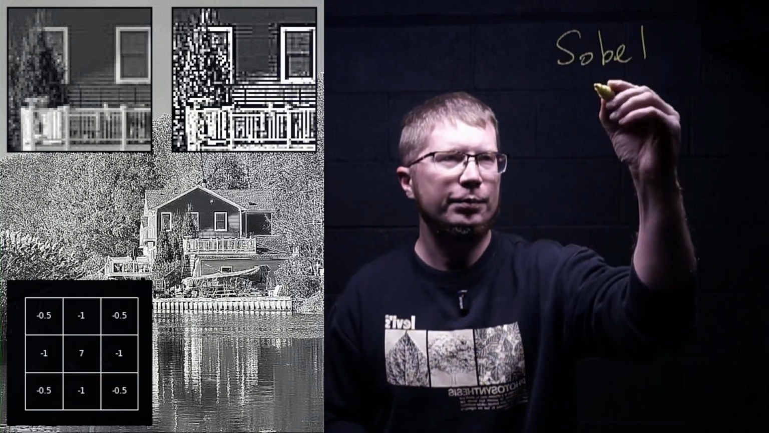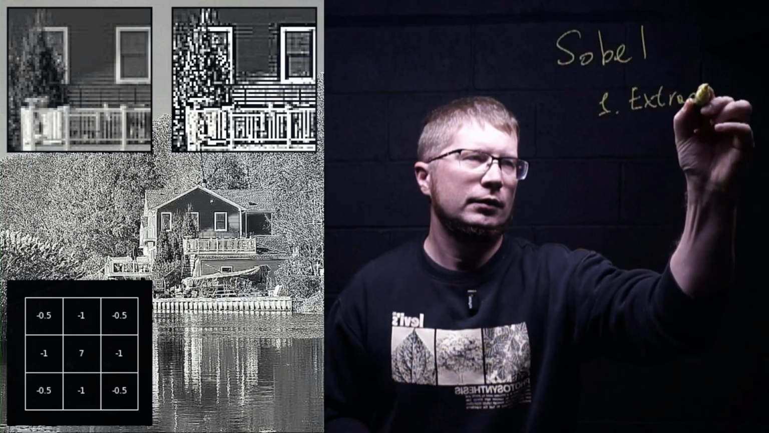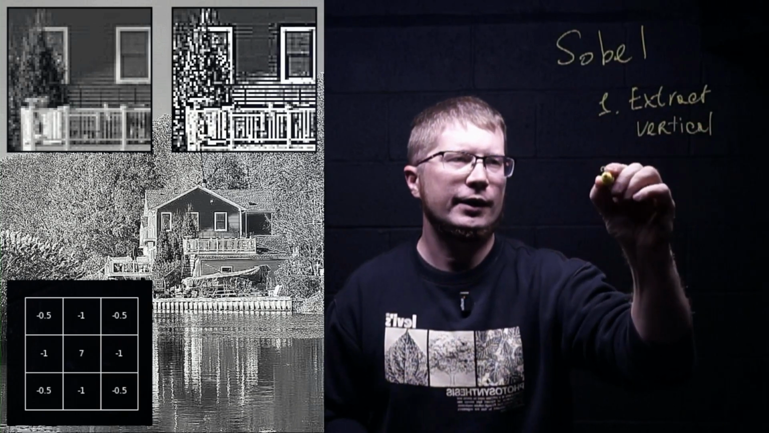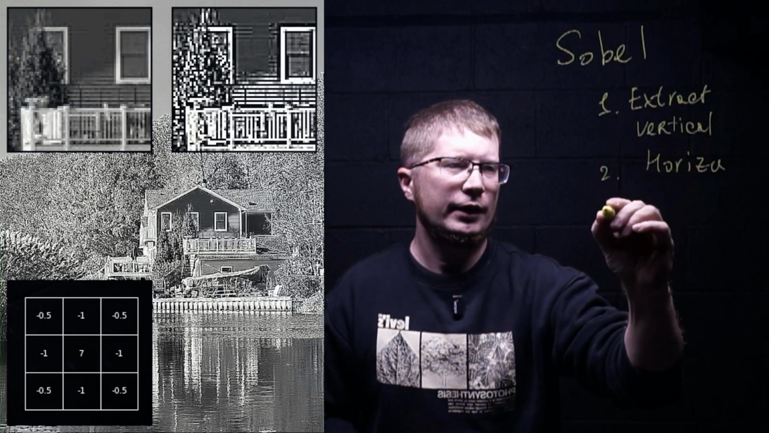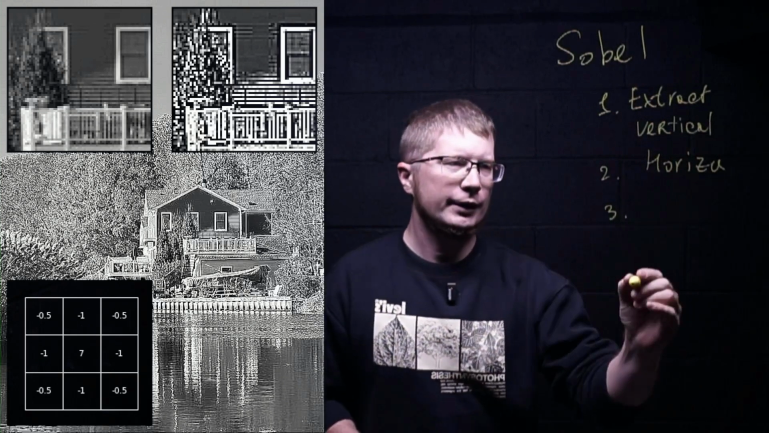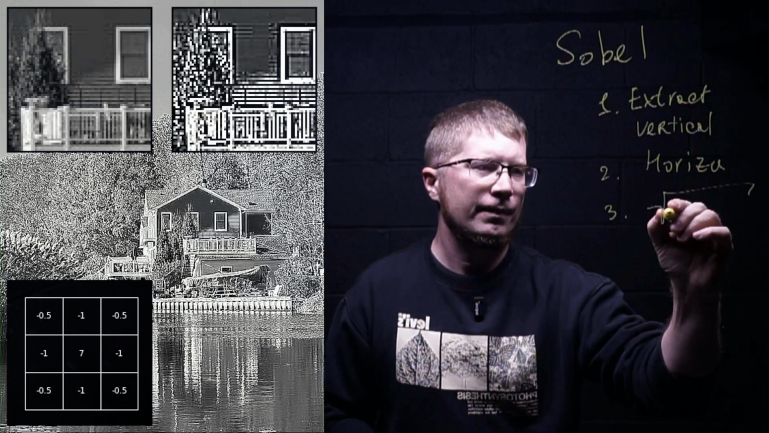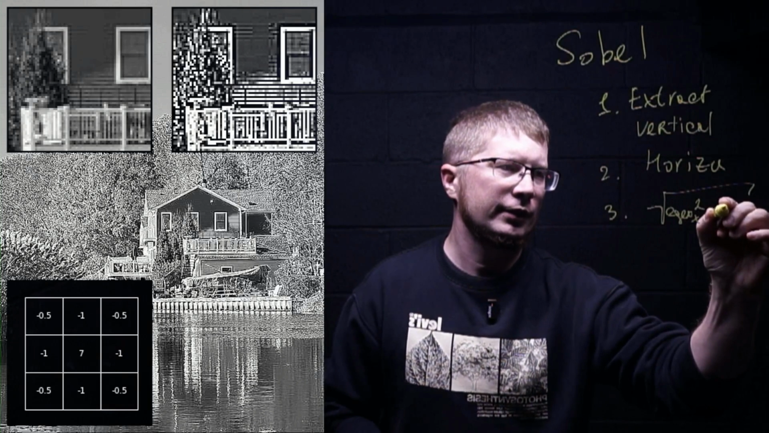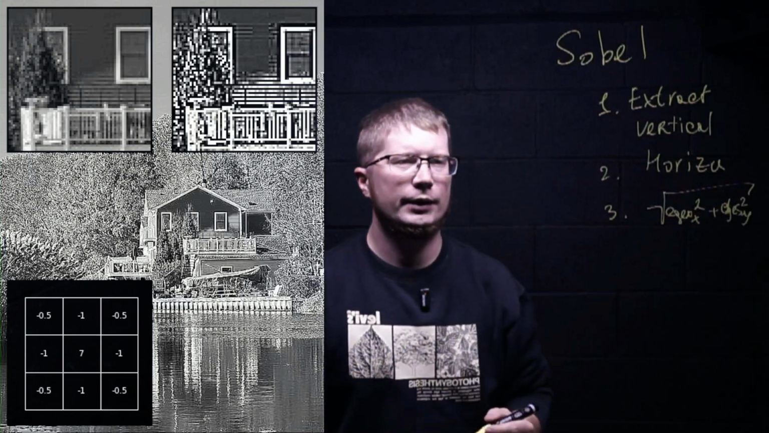And the first step of Sobel is to extract vertical lines. And the second step, horizontal lines. And the third one, we calculate the magnitude, like edges x squared plus edges y squared.